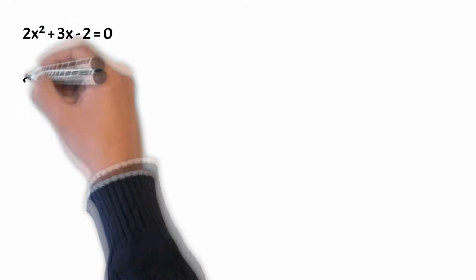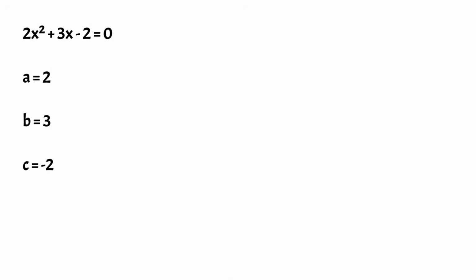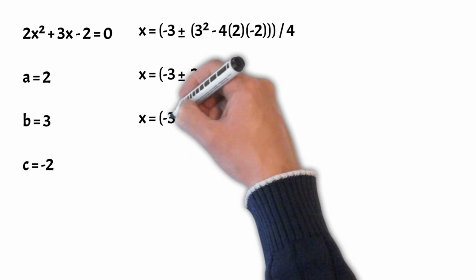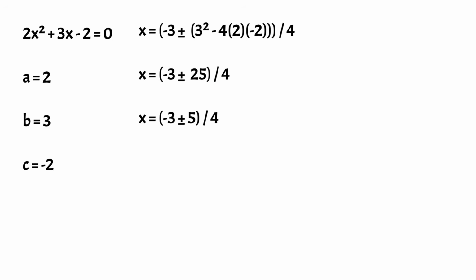Let's use the formula to solve 2x squared plus 3x minus 2 equals 0. First identify a, b and c. Here, a equals 2, b equals 3, and c equals negative 2. Now substitute these values into the formula. Substituting the values gives negative 3 plus or minus the square root of 25, divided by 4.